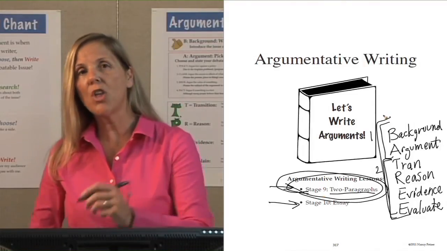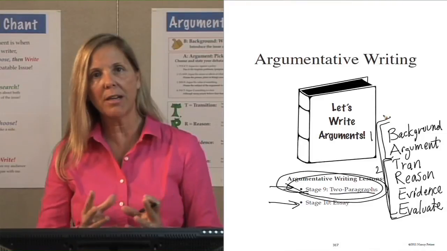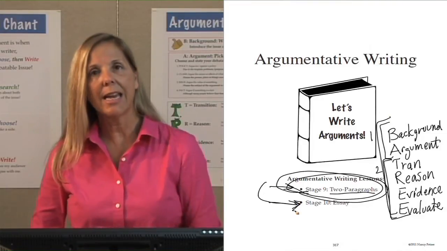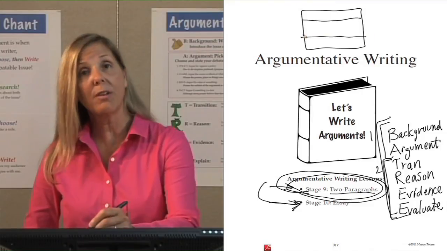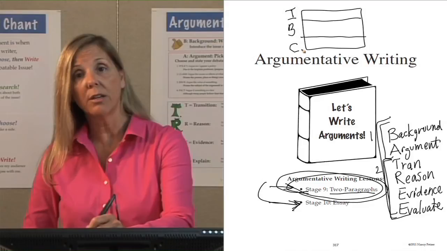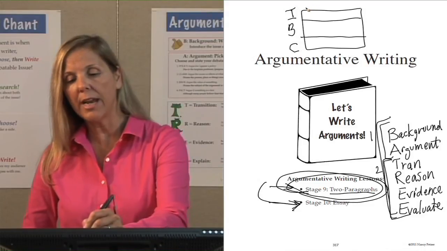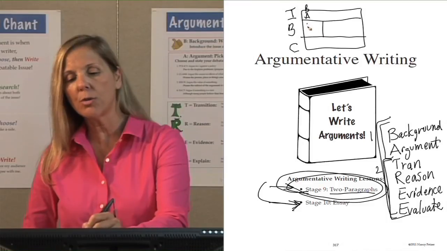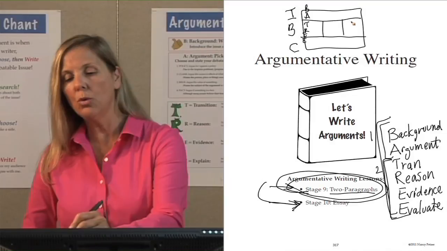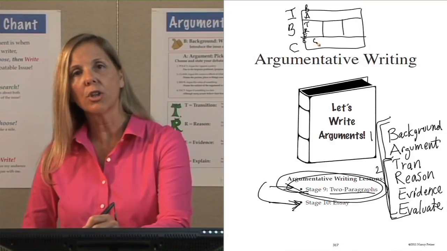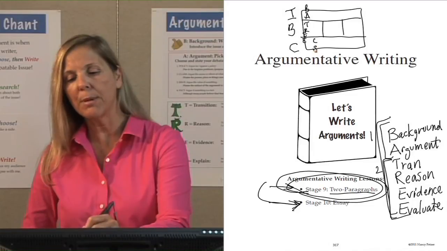When students have the whole process of argumentative writing down, then we move to writing an essay. The same exact format that we've always had for our essays. Introduction, body, conclusion. And in the introduction, we're going to have our BA, and in the body, we're going to have our TREEs. So you could have 1, 2, 3 TREEs, and then at the bottom, we're going to have our conclusion and our snappy ending.